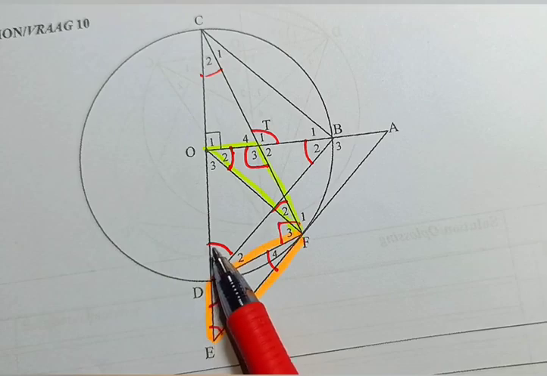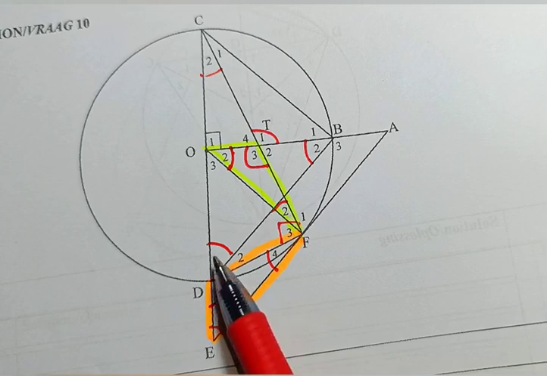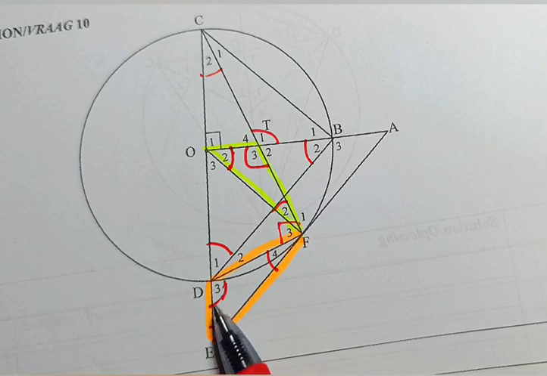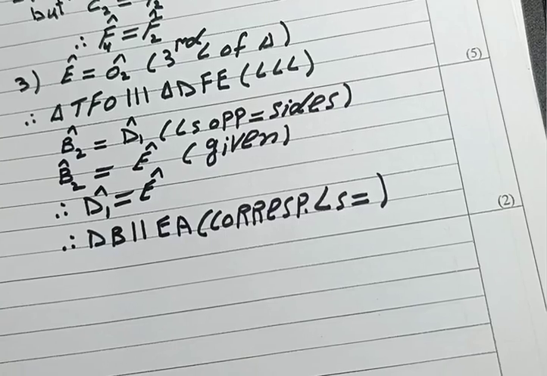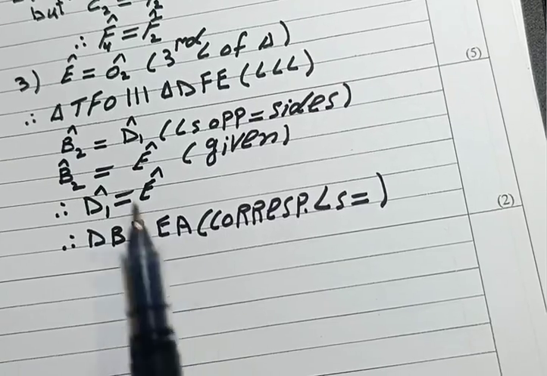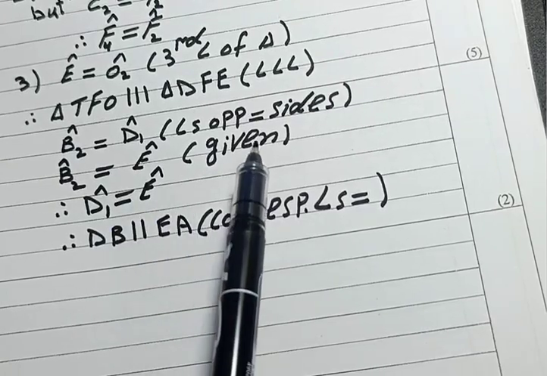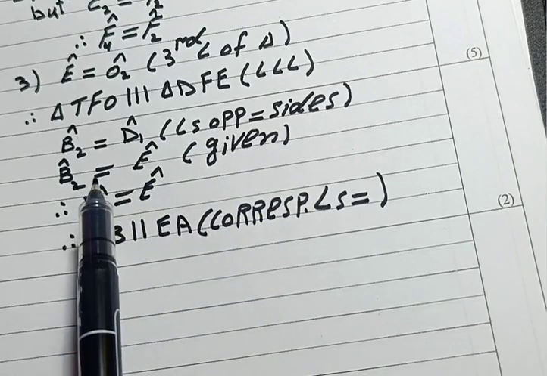Have a look here. This one and this one are corresponding angles. Angle D1 and angle E are corresponding angles. Corresponding angles are equal. So angle B2 is equal to angle D1, angles opposite equal sides. I'm going to show you the calculation now.